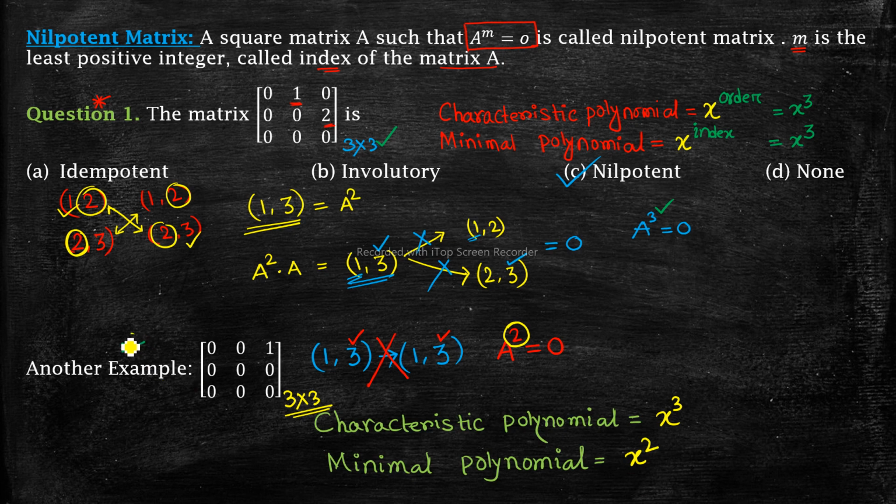Why have I taken these two examples? From these two examples you can identify the characteristic polynomial, the minimal polynomial, and how to get an immediate result for a nilpotent matrix. Because for an idempotent matrix and an involutory matrix we know we have to multiply A into A, but for a nilpotent matrix we don't know how many times we have to multiply: 3 times, 4 times, 2 times. So it is a very short way to find the index and also the order of the nilpotent matrix. So you have to learn to attempt questions on nilpotent matrices.